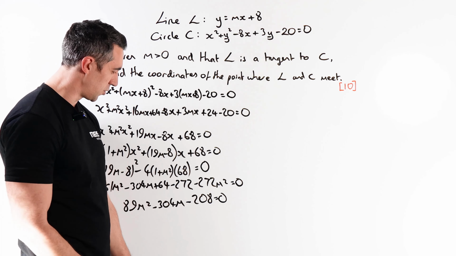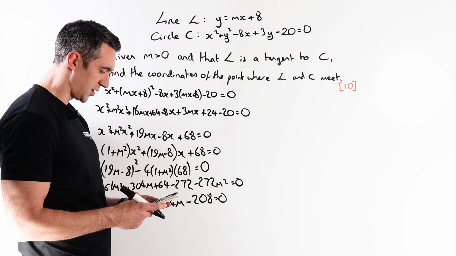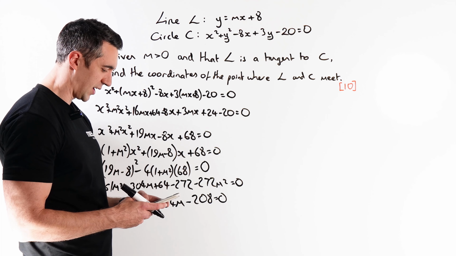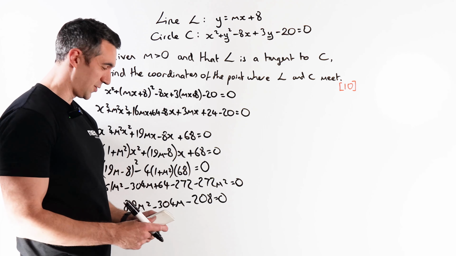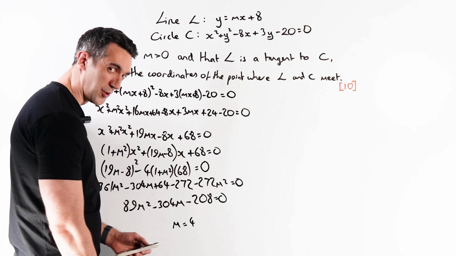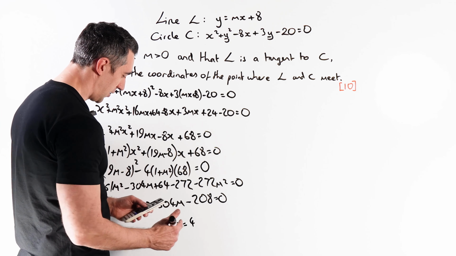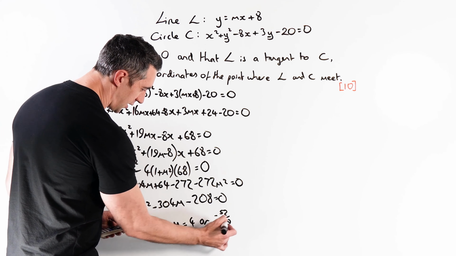You could do the quadratic formula. It's up to you how long you want to do that. So what have we got? 89, minus 304, minus 208, which gets, oh, who would have thought that, looking at that quadratic? So we get m equals 4, nice, or minus 52 over 89.